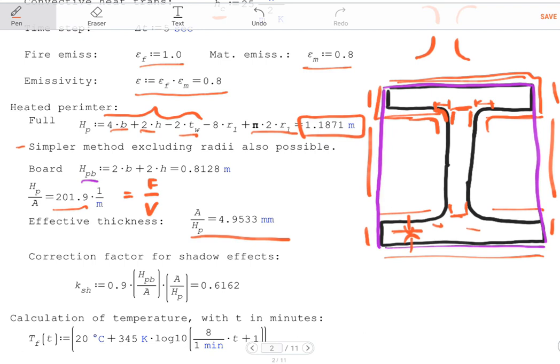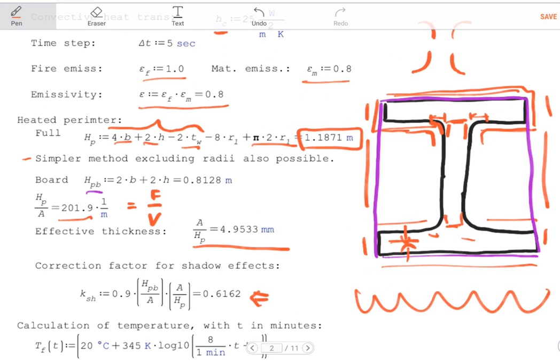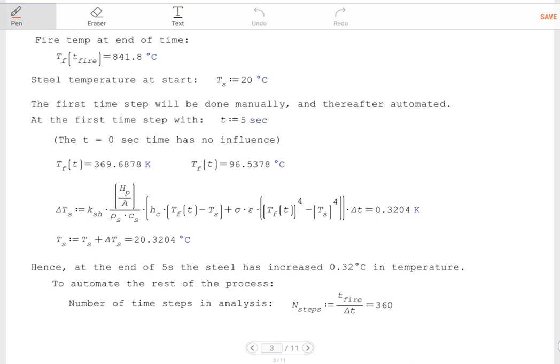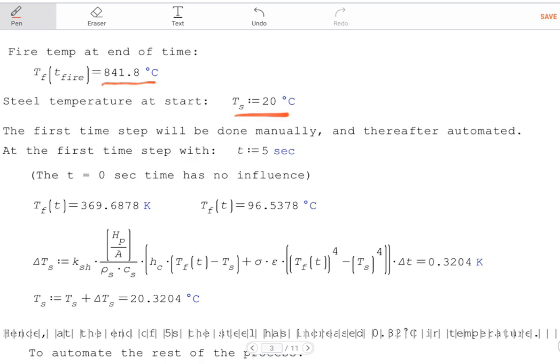Once we've got those, we can work out our correction factor, as shown here, to account for the shadowing of the flange, because you've got fire below and then different parts of the steelwork provide shadows to the rest of it. Now the next thing we're going to need is our temperature, and that's our standard fire temperature as shown at the bottom here. With that, we can see what our fire temperature is at the end of 30 minutes, and that's 842 degrees Celsius. And we're going to see how much the steel has obtained of that. Our steel at the start, ambient, is 20. And we're going to do the first step of the calculation at 5 seconds. So time equals 0 seconds has no result because the fire hasn't heated up. But we're going to do time equals 5 seconds, that increment there, and see how much it heats up during that period.